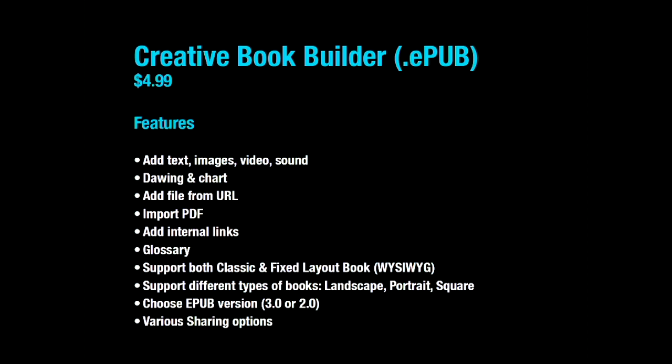And it's a WYSIWYG layout. So what that means is what you see is what you get. So whatever you put on your layout is what you're going to get when you export it out. And you can choose the EPUB version you want to export out to, 3.0, if there's videos, or 2.0. And there's also various sharing options, such as email and other social media.